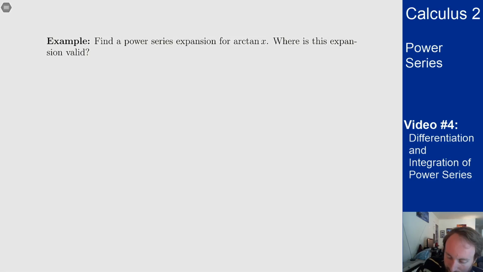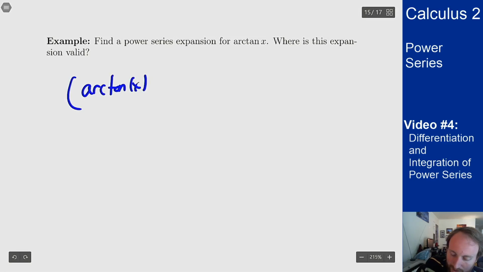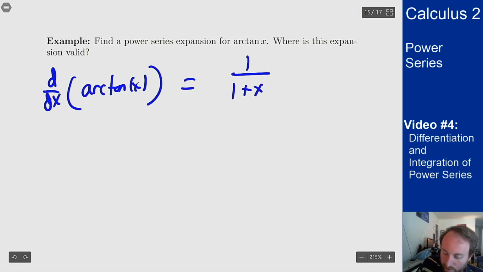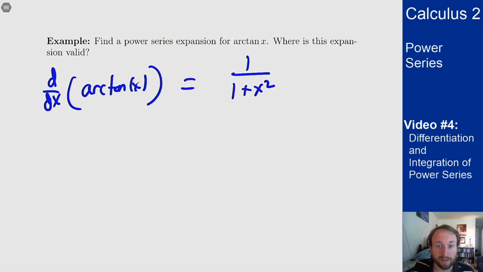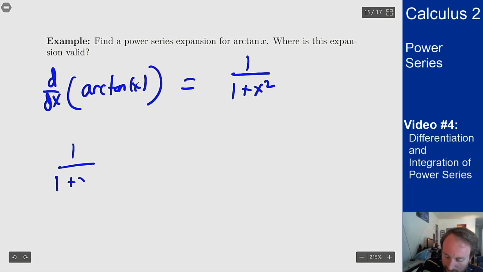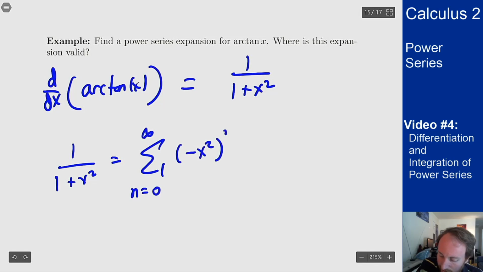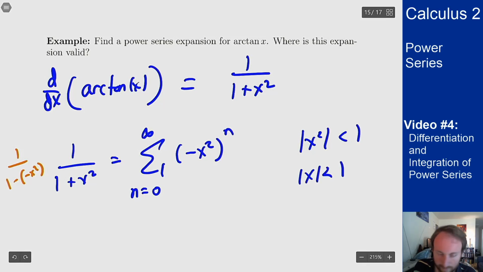Well, the point is, if I look at arctan and I differentiate it, what do I get? I get 1 over 1 plus x squared. Well, that looks really good. That looks like a power series I know how to write. So 1 over 1 plus x squared, I know is the sum from n equals 0 to infinity of (negative x squared) to the n. I'm rewriting this as 1 over 1 minus negative x squared, and I can plug it in that way. Where is this valid? Well, this is valid whenever the absolute value of x squared is less than 1, or when the absolute value of x is less than 1.